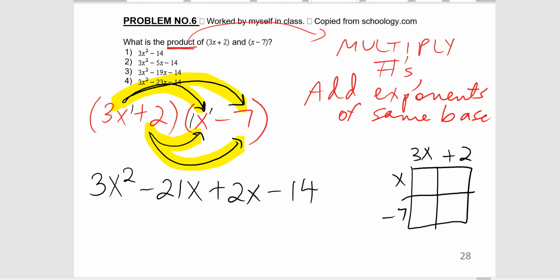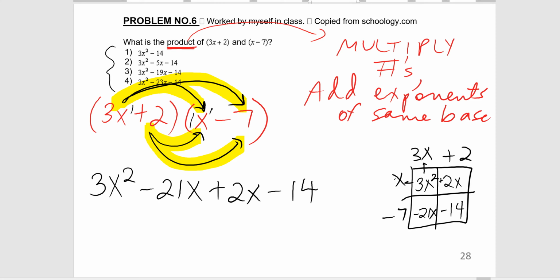Okay, now before we finish this up and get one of the trinomials up here, let's do it by the box method. We're doing the same thing. You keep looking up and left to fill each square. 3x times x is still 3x squared. 3x times negative 7 is the negative 21x. 2 times x is 2x, which is positive. And 2 times negative 7 is still negative 14. So it's still the same 4 terms.